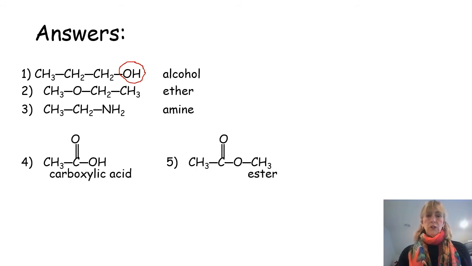Who's the distinguishing feature here? Well, there it is. It's the oxygen sandwiched between two carbon atoms. That's our ether. Here we see a nitrogen that's bonded to carbon and two hydrogens, so that's an amine. In number four, there's that carboxyl group, carbonyl, right? Bonded to a hydroxyl group. And then our last one, we see the carbonyl. It's not bonded to a hydroxyl. It's got the oxygen there, so it's sandwiched between two carbons. And so we have an ester.